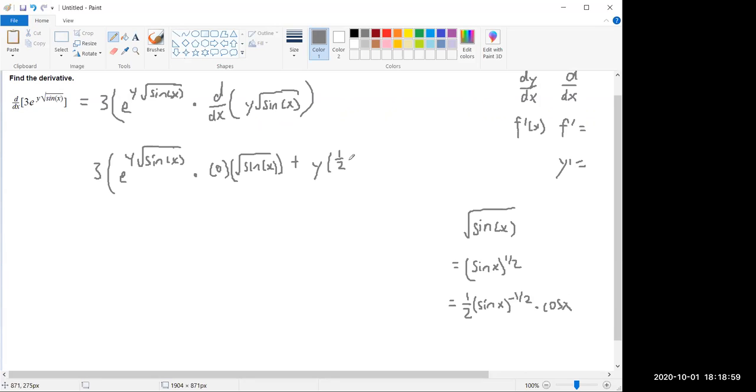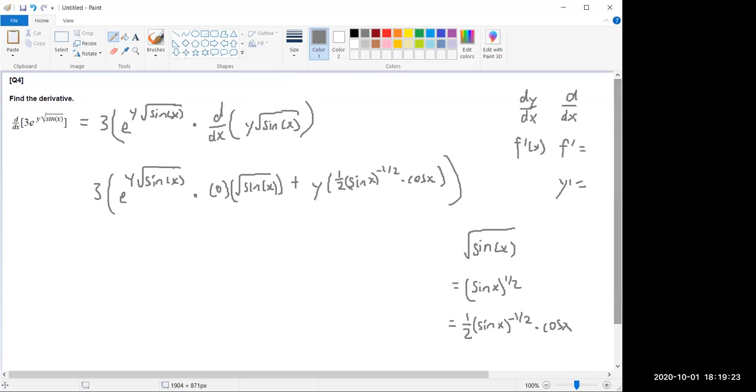Okay, so there's your derivative of square root of sine of x. 1/2 sine of x to the negative 1/2 times cosine of x. Close and close. Okay, so there's your answer. That is your derivative. I hope you guys like that answer. Any questions?